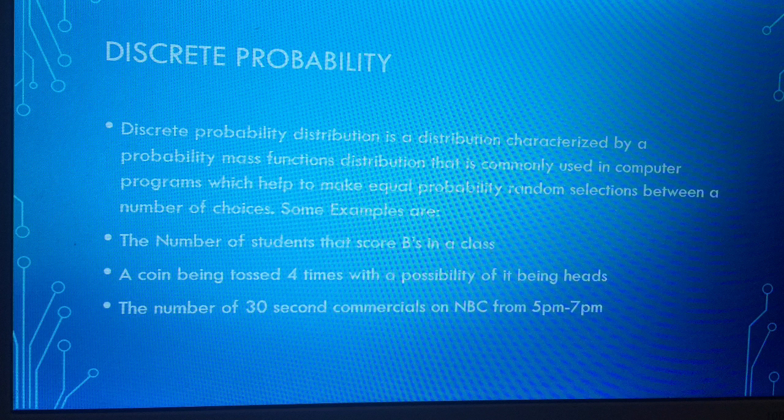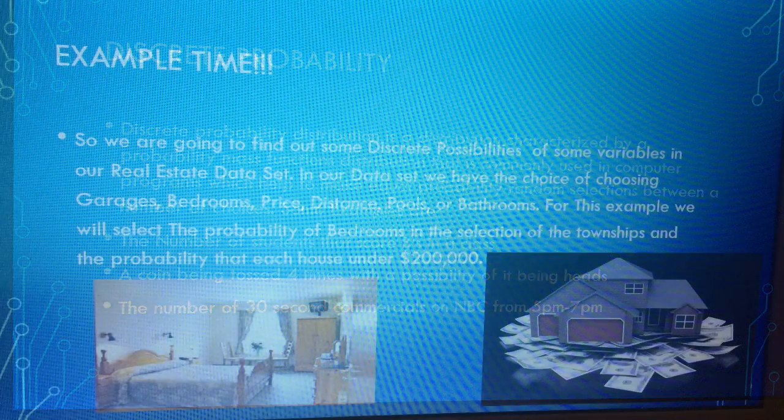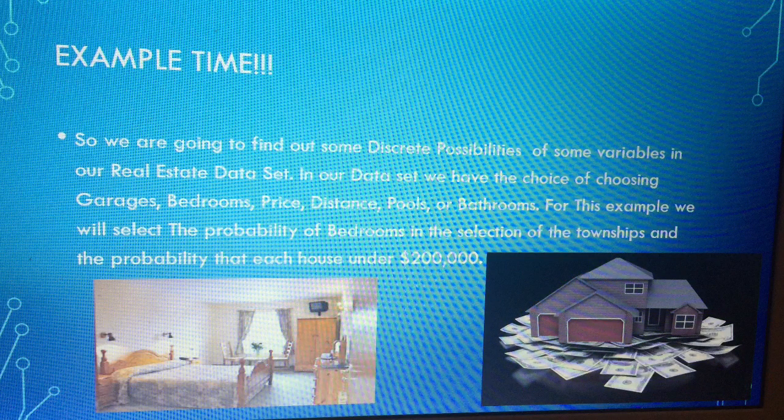In the next slide, we're going to be doing an example of discrete probability and the two variables that we're going to be using from the real estate data set that we have been provided by my wonderful statistics teacher. For this example, we're going to be figuring out the possibilities of two variables this time: the bedrooms and the price of the house if it's under 200,000. We're going to be determining the outcome of these two variables in the next couple of slides.